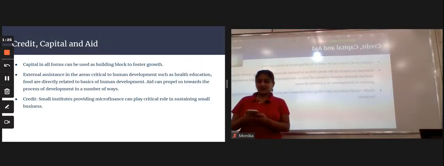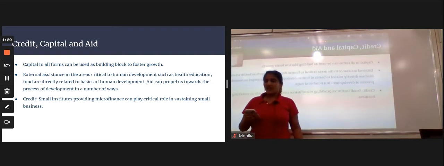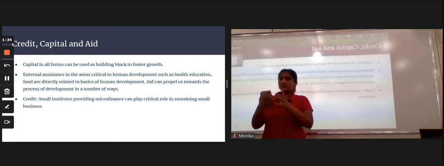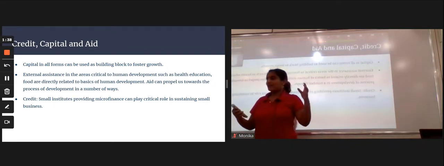The second part of economic factors of development, which is credit, capital, and aid. Now, credit, capital, and aid are very similar, but they're not the same thing. They're all related to money coming in from foreign countries.